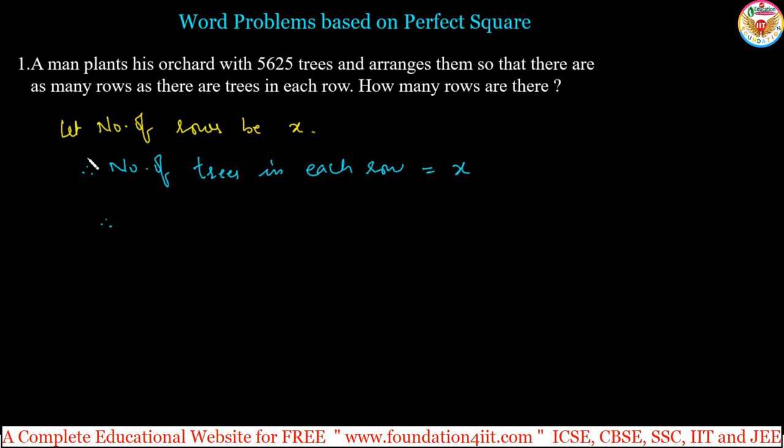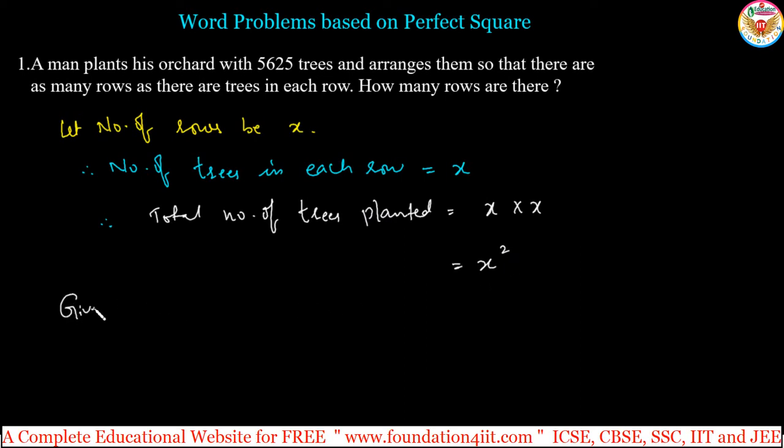So therefore the total number of trees planted is equal to the total number of rows x, each row having x trees, so x into x, x square. But according to the given data, that x square is equal to 5625, right? Then x is equal to the square root of 5625.